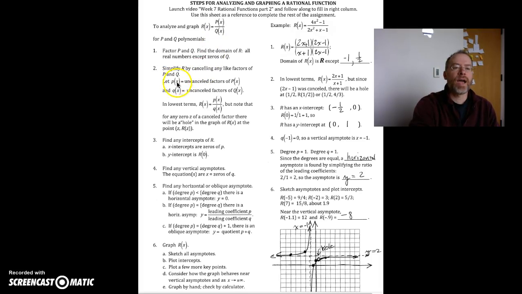Then you look at the factors above and below. You look at the factors of P and Q and see if there are any common factors that you could cancel in order to simplify the fraction. Usually there are not, but sometimes there are. And in that case, you want to go ahead and cancel those factors and rewrite the fraction in lowest terms with just the uncanceled factors. And then note that any zero of a canceled factor will create a hole in the graph of r(x) at the point (z, r(z)).